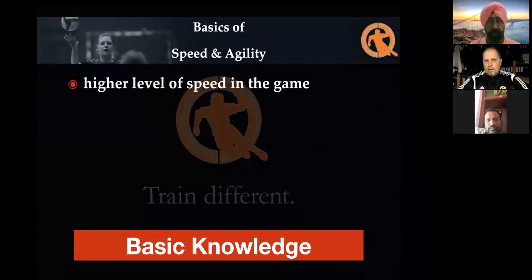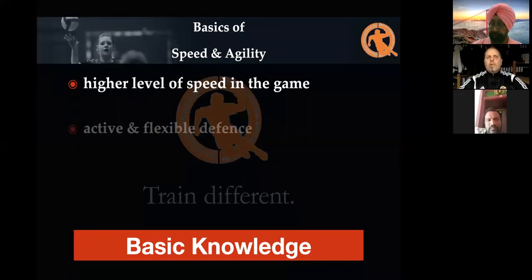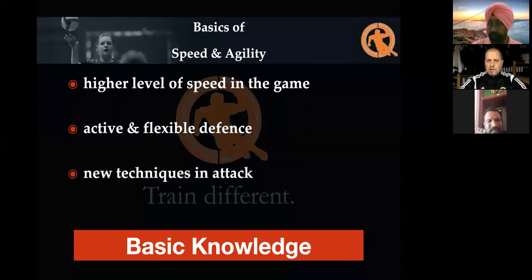Okay, the higher level of the speed in the game, the higher demands because of active and flexible defense, and the new techniques in attack, they require the development of speed and agility. These are some points which are really, really important for our game, because if you want to have an attractive game, you have to play it fast. If you want to have an attractive game, you have to play it with an active and flexible defense. We will see that in the next days when we change to defense. This will be our topic for some sessions now in the next webinars.